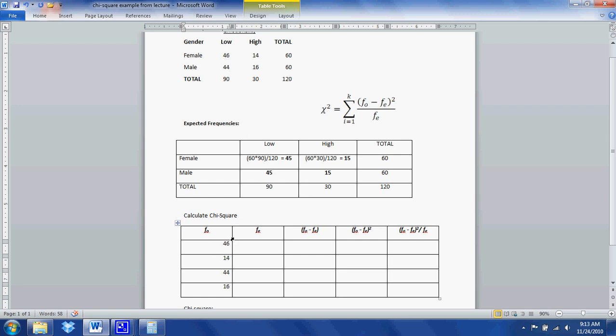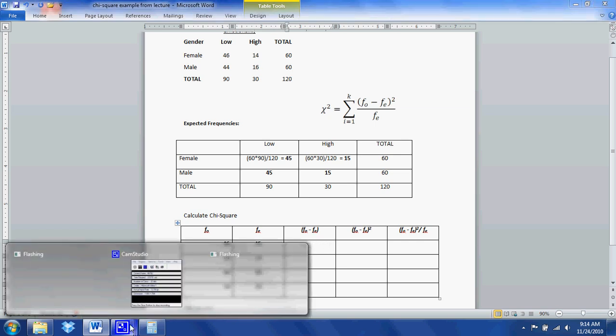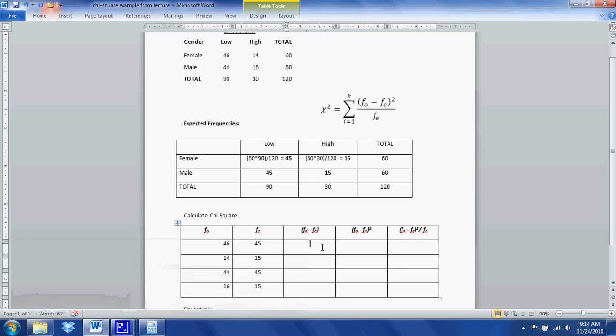So 46 is female and low. The expected frequency for female and low is 45. The expected frequency for female and high is 15. Male and low is 45. Male and high is 15. So you can see I just matched this one to this one and then put them on the same row. So the next step is to subtract our expected frequency from our observed frequency.